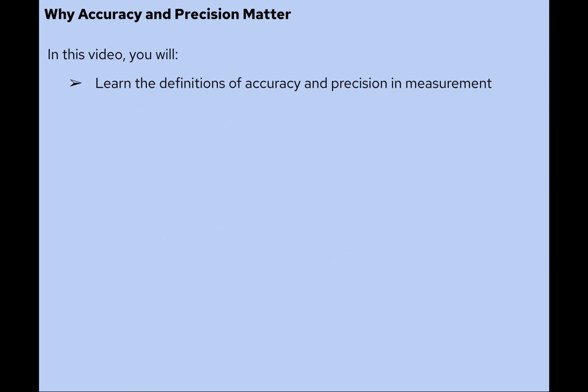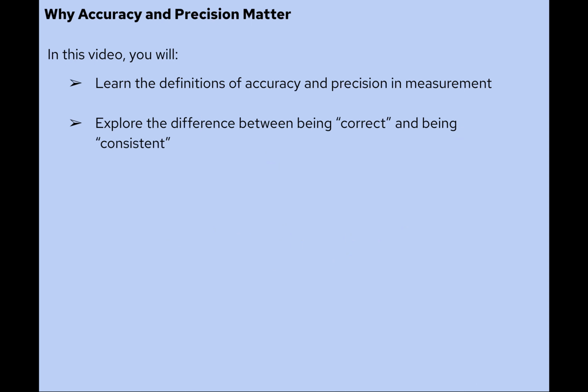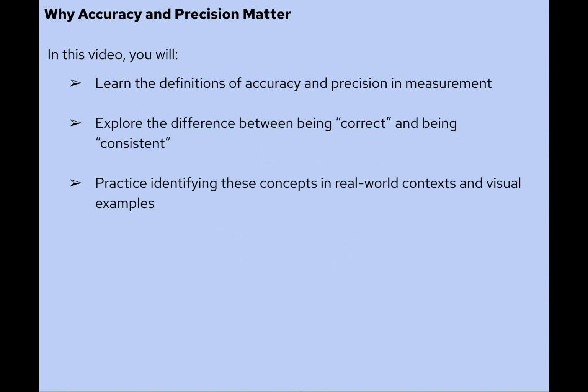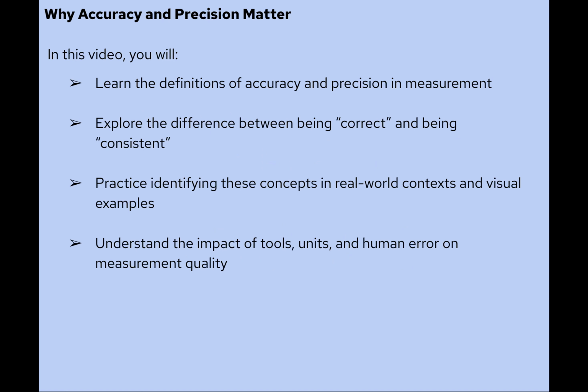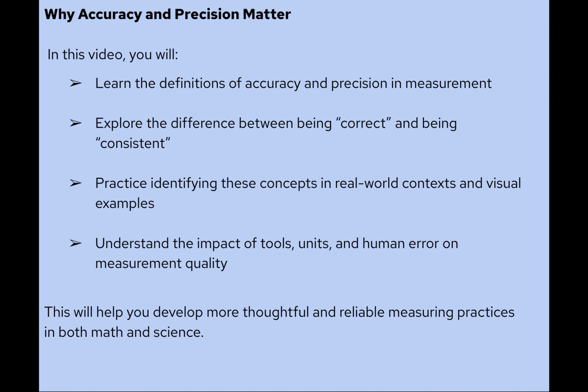Well, in this video, you will learn the definitions of accuracy and precision in measurement. You'll also explore the difference between being correct and being consistent. You'll practice identifying these concepts in real world contexts and visual examples. And you'll understand the impact of tools, units, and human error on measurement quality. So, this is going to help you develop more thoughtful and reliable measuring practices in both math and in science.